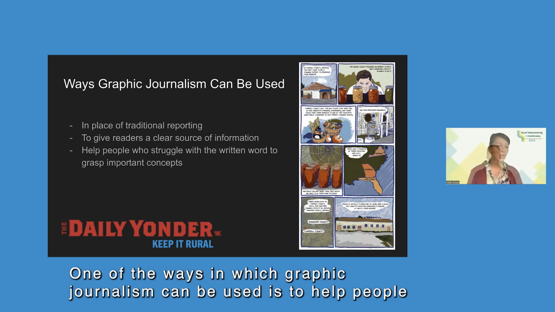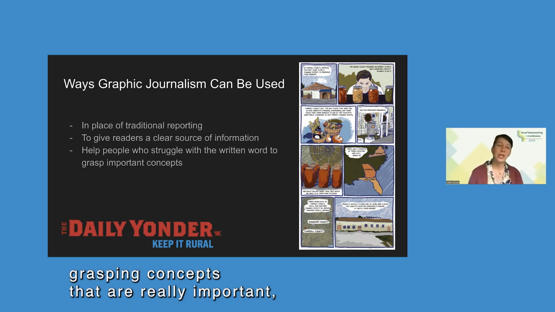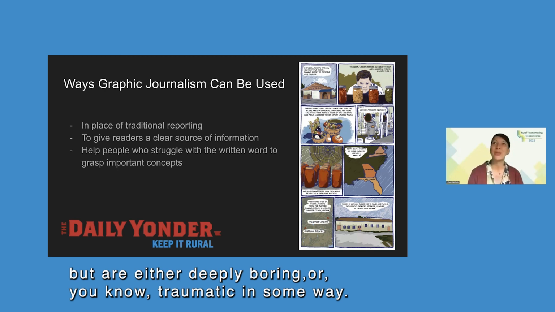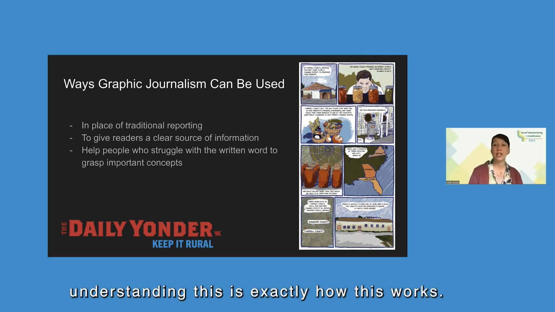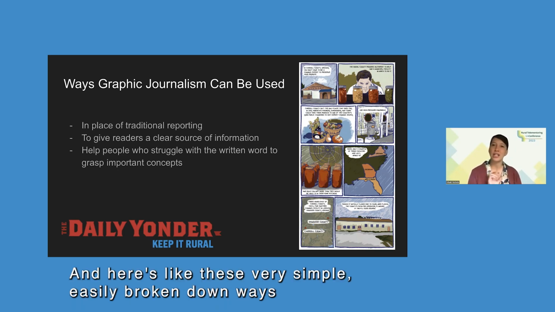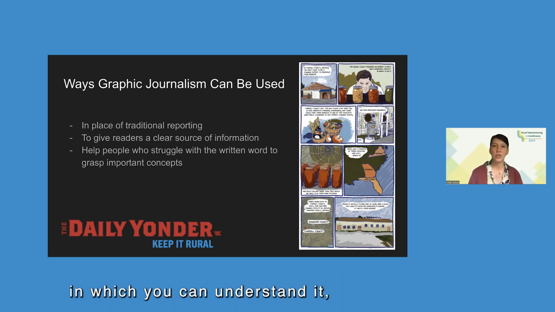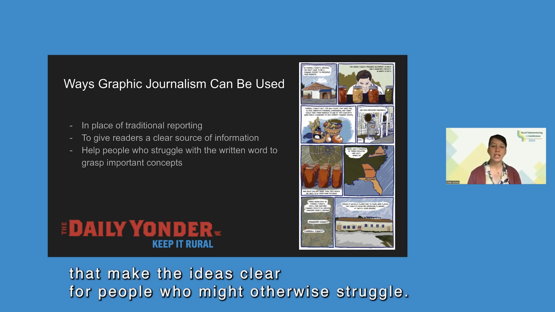One of the ways in which graphic journalism can be used is to help people who have struggles with the written word or have a hard time grasping concepts that are really important, but are either deeply boring or traumatic in some way. So I can understand with health-based problems, understanding this is exactly how this works. This is a very complex thing. And here are these very simple, easily broken down ways in which you can understand it, and combining that with visuals that make the ideas clear for people who might otherwise struggle.